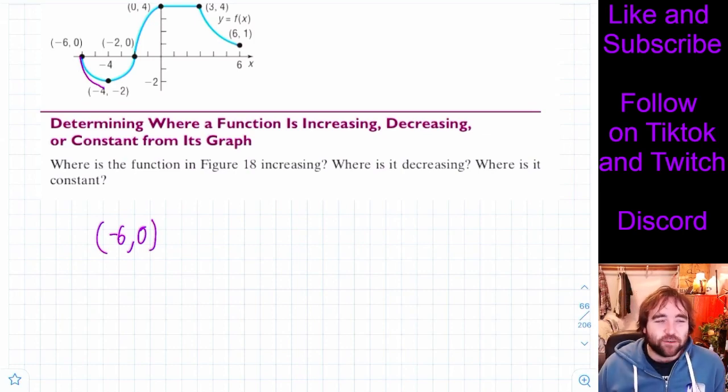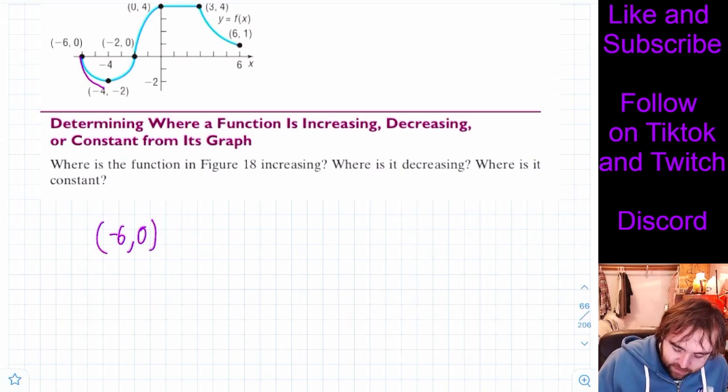Maybe at negative 6 it's decreasing, but it's not even at 0. It's going from negative 6 to negative 4. I don't even know what I'm talking about.